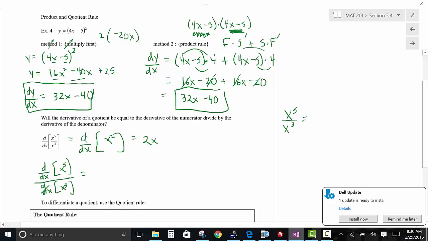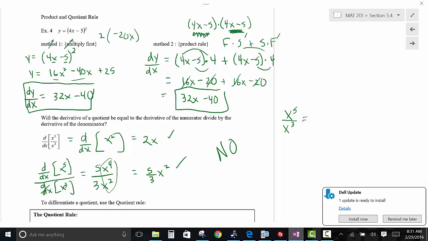So what's the derivative of x to the 5th in your head? 5x to the 4th. Okay, what's the derivative of x to the 3rd? 3x to the 2nd. Okay, what is x to the 4th over x to the 2nd? x to the 2nd. Did we get the same answer? No. So it doesn't work. If you have a quotient, you can't just do the derivative of top, derivative of bottom, and divide.